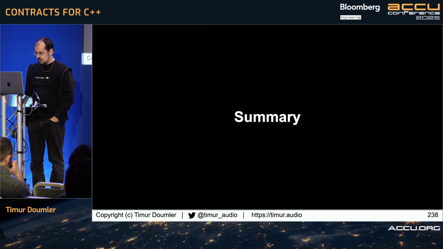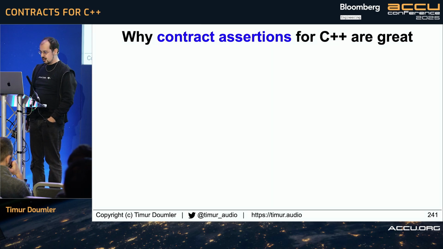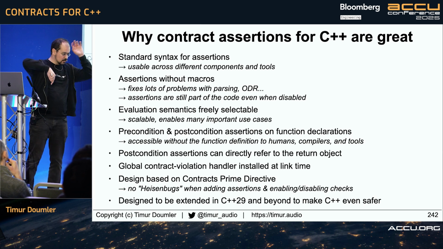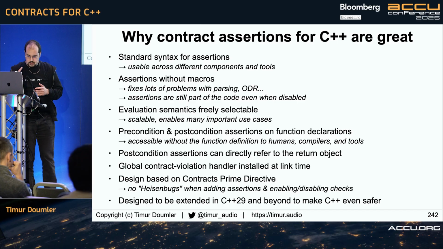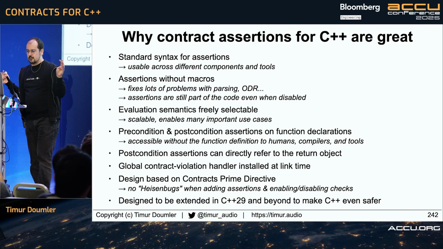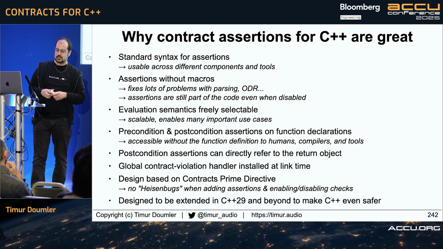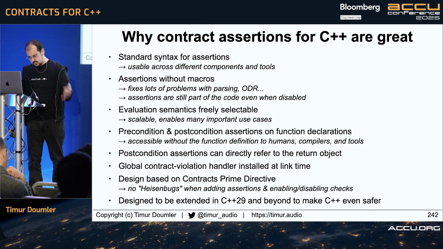I got a couple summary slides. Why contract assertions for C++ are great. We got a standard syntax for assertions now, which you can use across all IDEs and tools and platforms and compilers, and everybody agrees on what the syntax is. We can do assertions without macros, which gets rid of a bunch of problems. And we have a much more flexible system for selecting the evaluation semantics, which makes it a lot more scalable, enables lots more use cases.